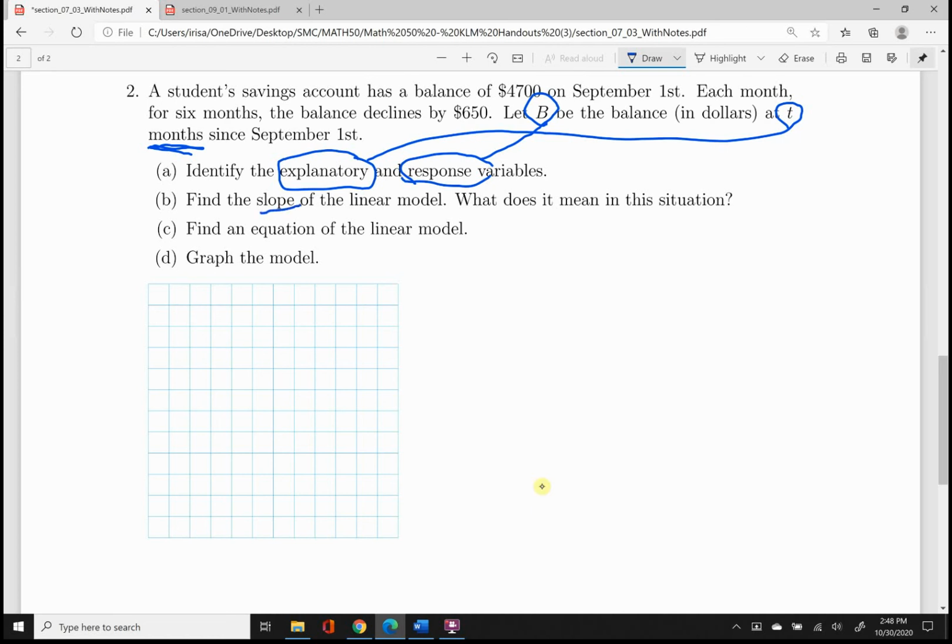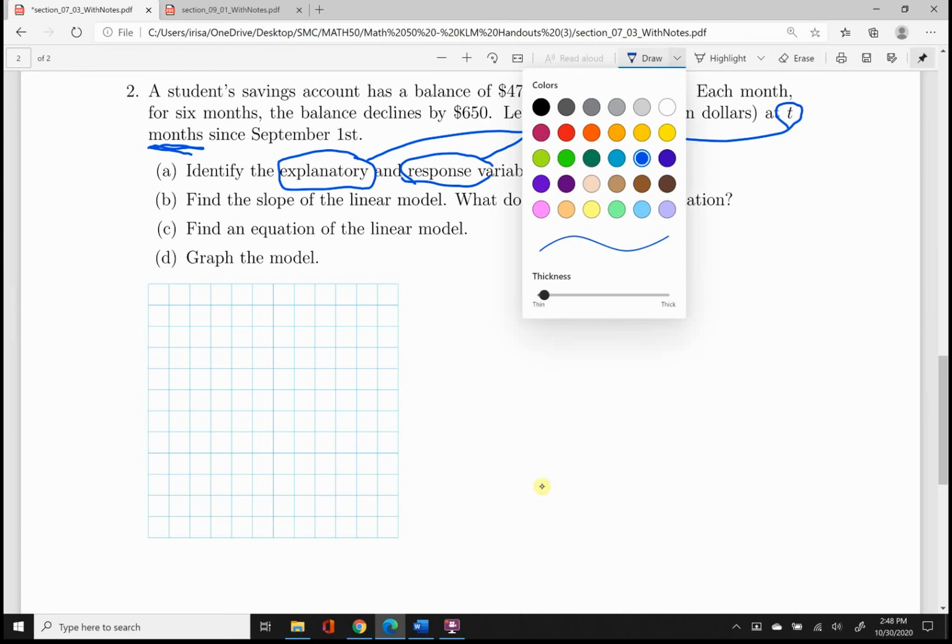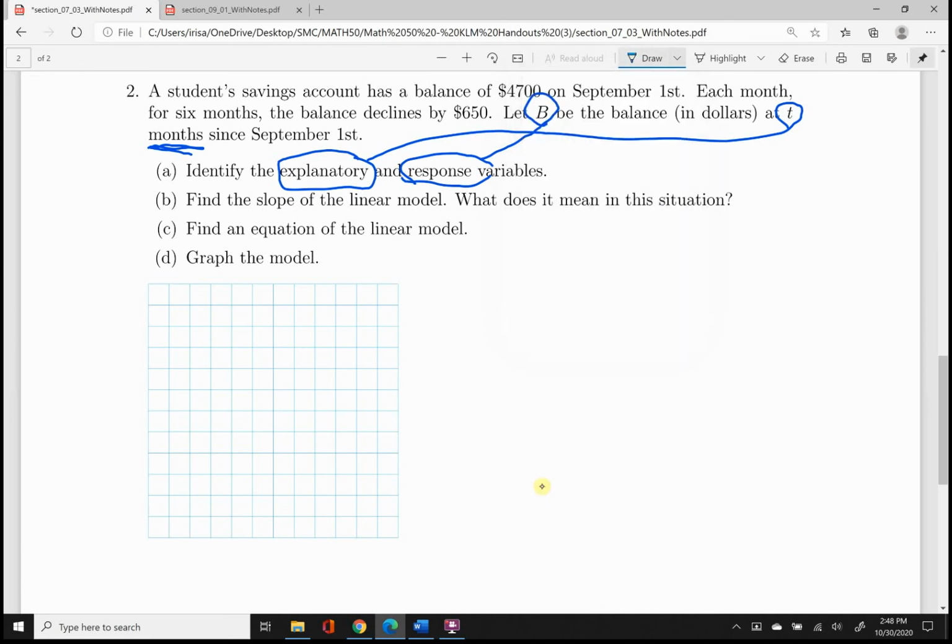Actually, let me go ahead and change the color because it's just fun to do that, and we have the option. So let's do this teal color. So the slope is going to be negative 650. Why? Because that's the amount that gets deducted every time step, which in this case is in months. And what does it mean in this situation?